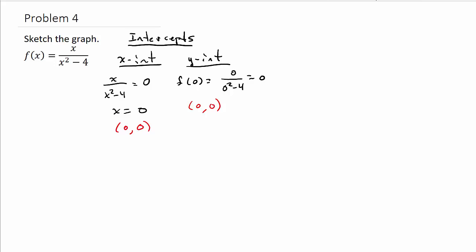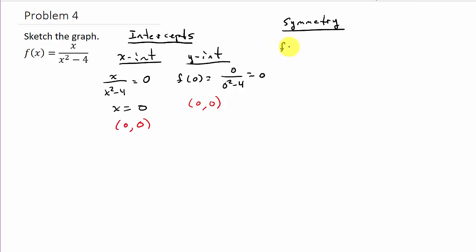Now let's look at symmetry. We're going to see if this is an odd or an even function. To do that, we need to take our function and evaluate it at negative x. So I'm going to take the negative x and plug it in for x. That's going to be negative x over negative x squared minus 4, which is negative x over x squared minus 4.